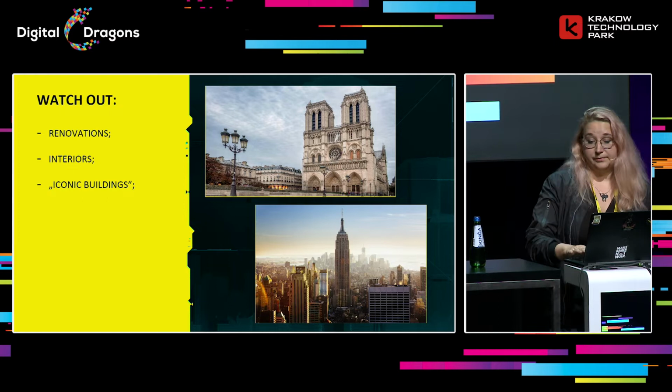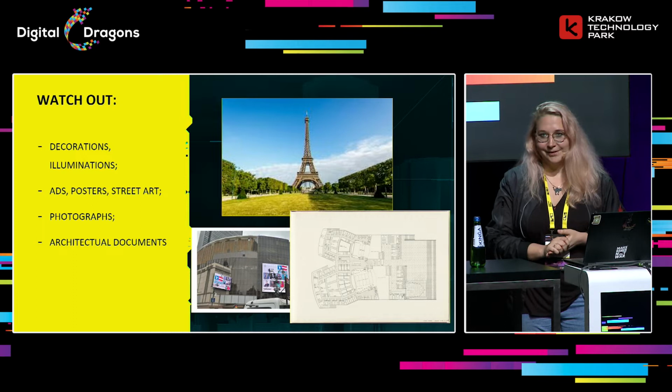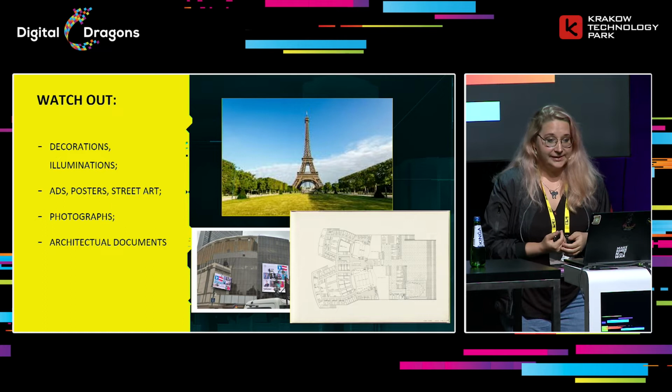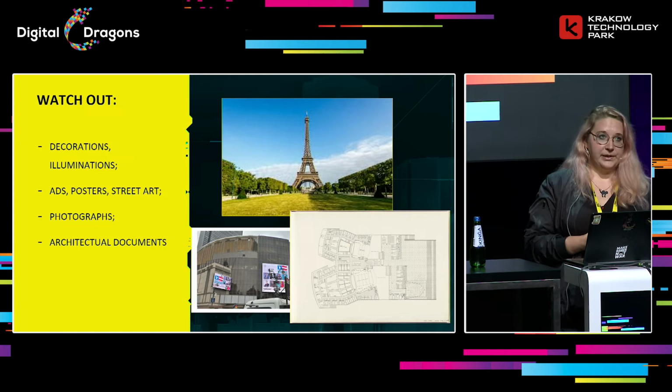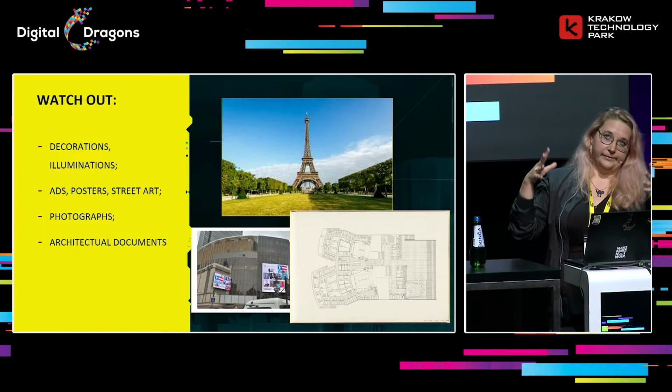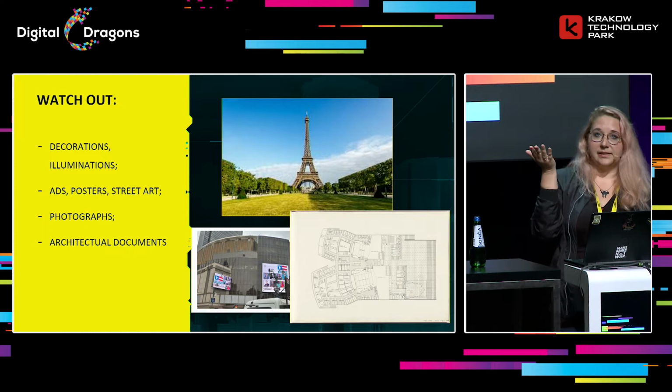And we're going further with the list of watch out for. So when assessing whether a building is safe to use, remember that some elements of the buildings, like lighting, decorations, posters, or street art, like graffiti, might be subject to separate protection. So although you can recreate the whole building as a whole, you still should probably ask for consent if it has separate graffiti or sometimes even a sculpture, etc.